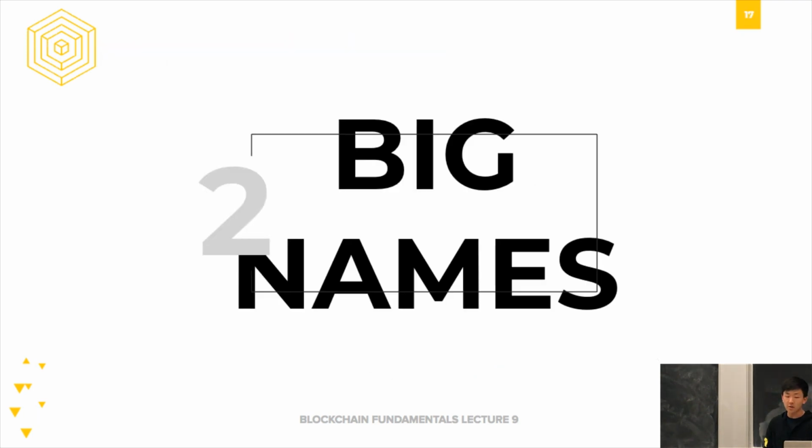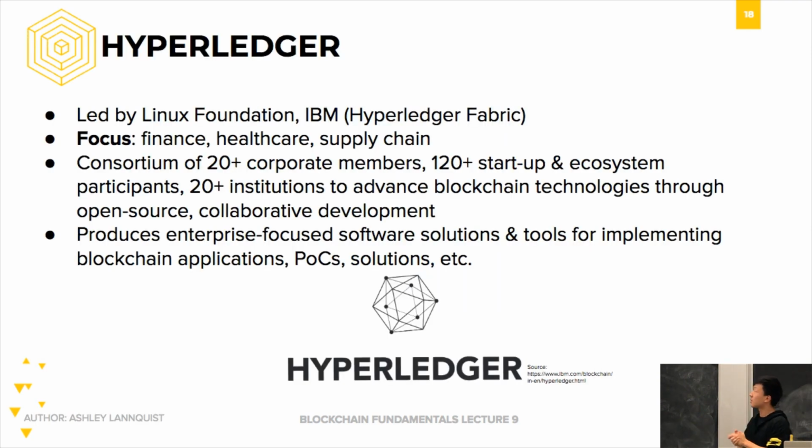So now I'm going to talk about a few of the big names in the enterprise blockchain industry right now. The first is Hyperledger, which is led by the Linux Foundation, and they focus on big use cases of blockchain, such as finance, healthcare, and supply chain. They're a consortium of 20 plus companies, a bunch of startups and research institutions, working to advance research into blockchain technologies through open source, collaborative development.